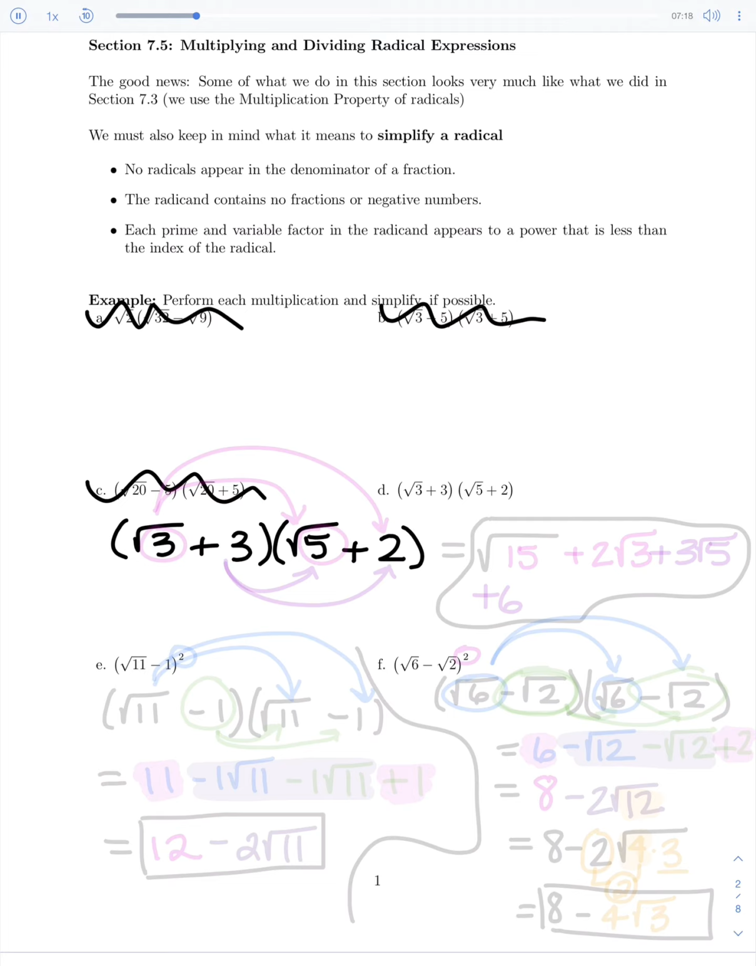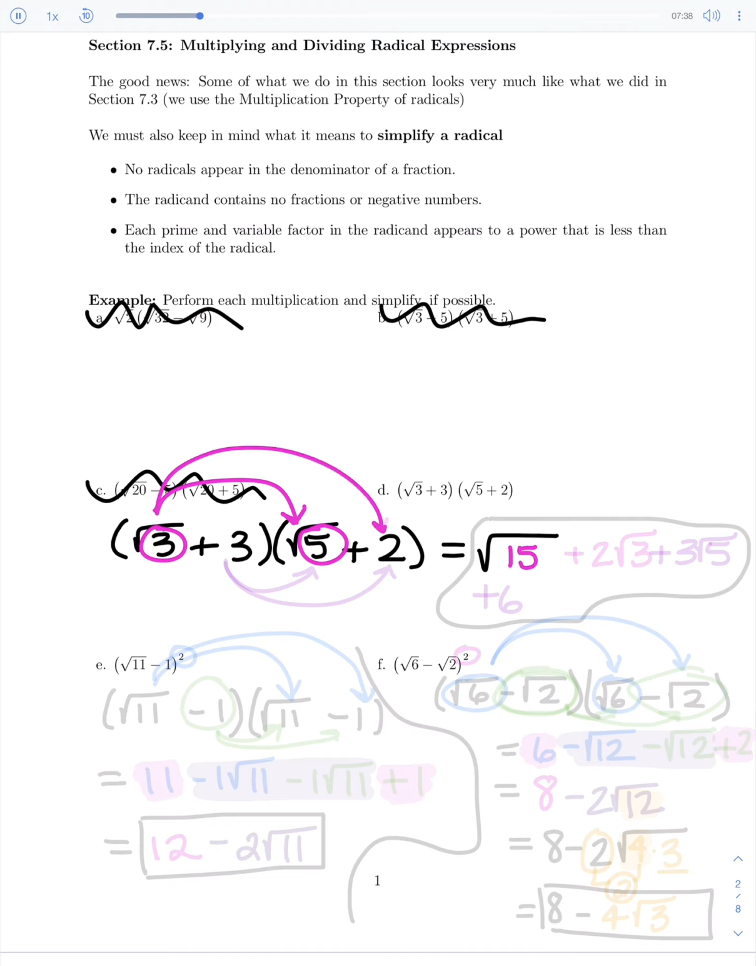And again, we'll FOIL just like before. We'll start out by multiplying the square root of 3 times the square root of 5. Now, because both the 3 and the 5 are inside the square root, we can multiply them together and they'll still just be under one big square root. And we'll do the 3 times the 5, which will be 15.